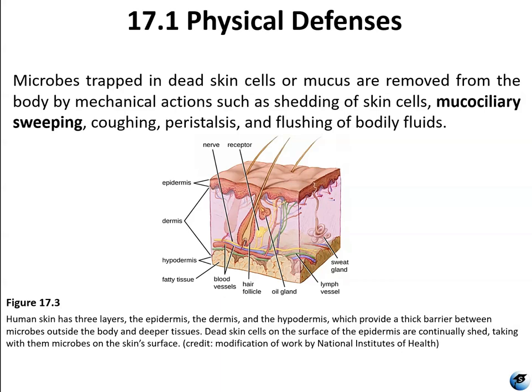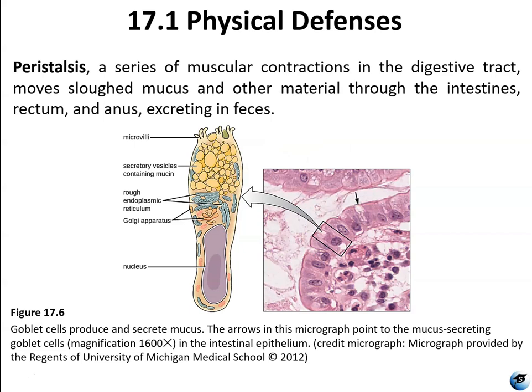Microbes trapped in dead skin cells of the epidermis are removed from the body by mechanical means, such as shedding of dead skin cells, mucociliary sweeping, coughing, peristalsis, and of course flushing by bodily fluids. Peristalsis is a series of muscular contractions in the digestive tract. It moves sloughed mucus and other cells and other materials through the intestines and into the rectum, and then it's excreted from the anus via feces.